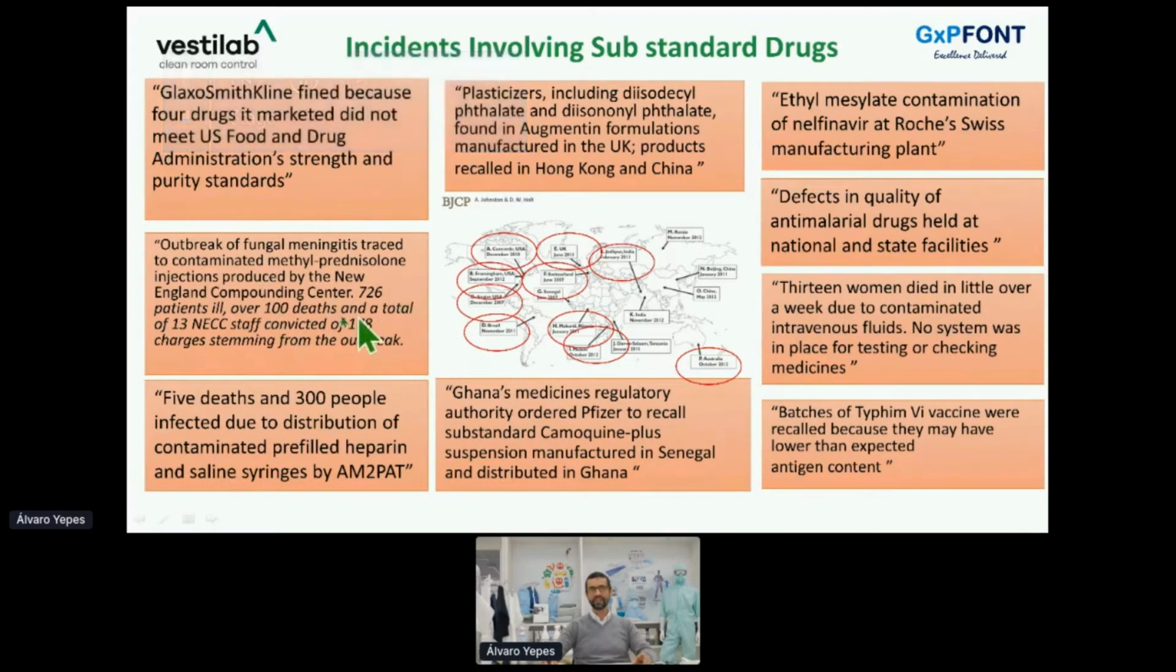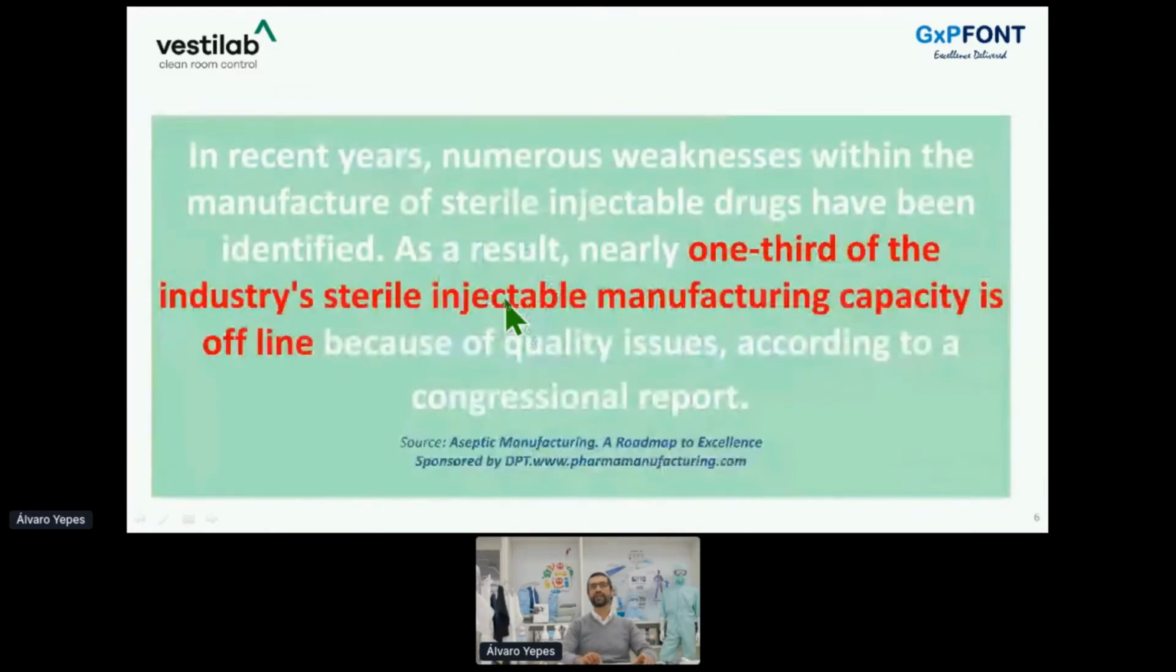So this is a circumstance, as you can see, that is affecting all the world, is affecting all markets, and that has triggered a lot of political debate and a lot of investigations on the political side on how we can guarantee better the safety of the patients.